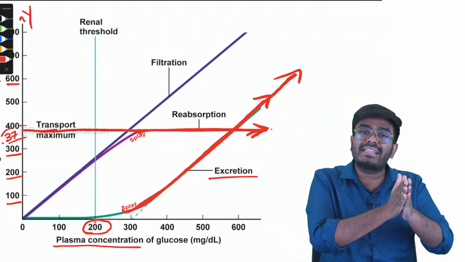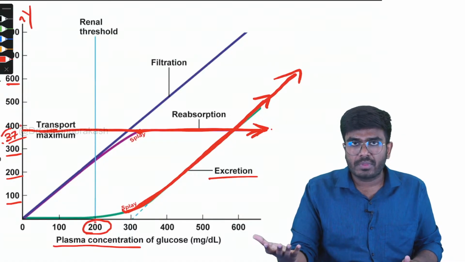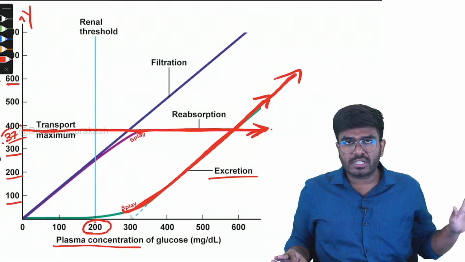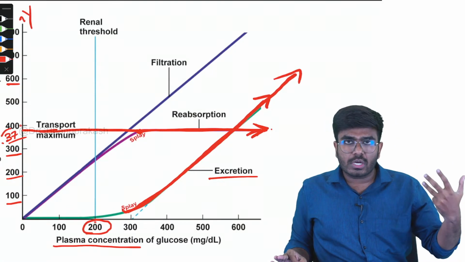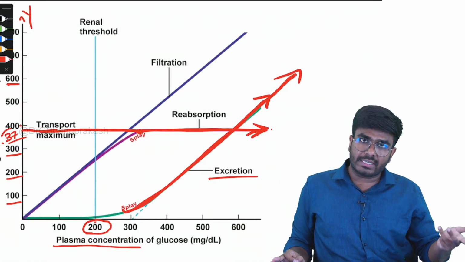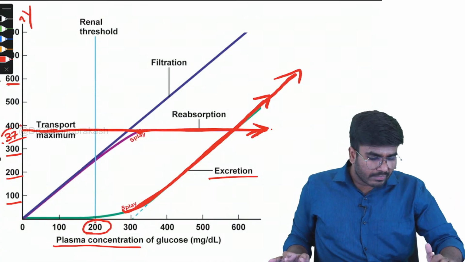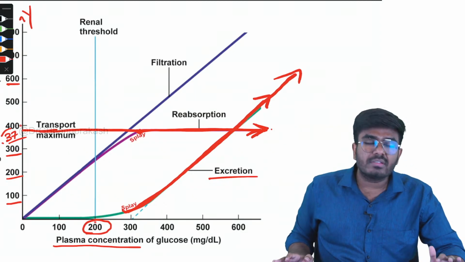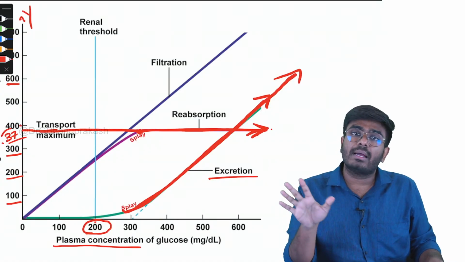So this is filtration, reabsorption and excretion. The filtration, reabsorption and excretion curves of glucose are simply called glucose titration curves. It's a very simple point. After 375, there is no further reabsorption. Or we can say one more thing: if you increase the plasma glucose concentration to more than 200 milligrams per deciliter, glucose will start to appear in urine. We have discussed a very important concept, glucose titration curves. With this, the proximal convoluted tubule topic is completed.